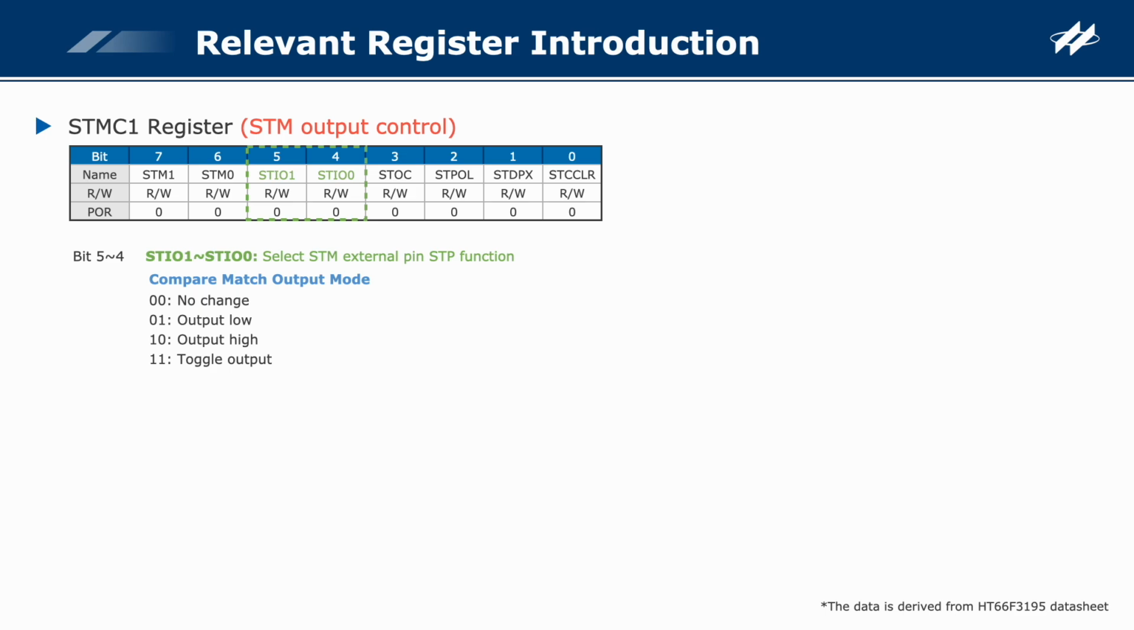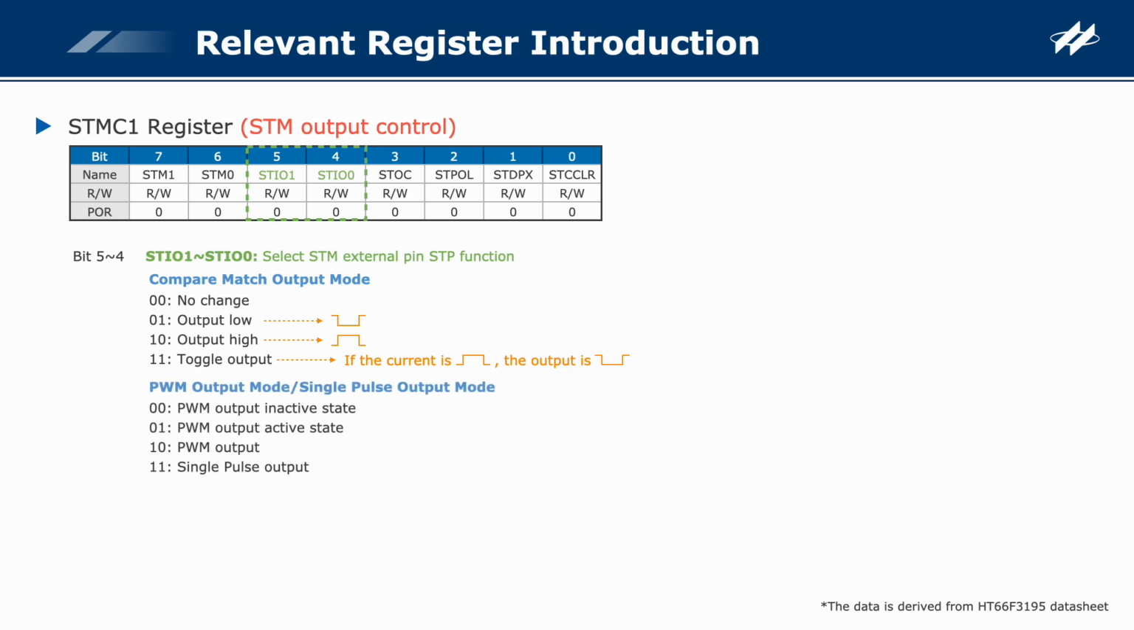Then in the PWM output mode or single pulse output mode, what state can the STM output pin select to output when a compare match occurs? It can select PWM output in active state. When the output pin is active high, it will output a low level. It can also select PWM output active state. When the output pin is active high, it will output a high level.